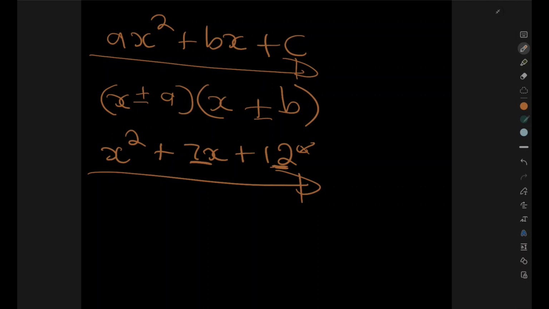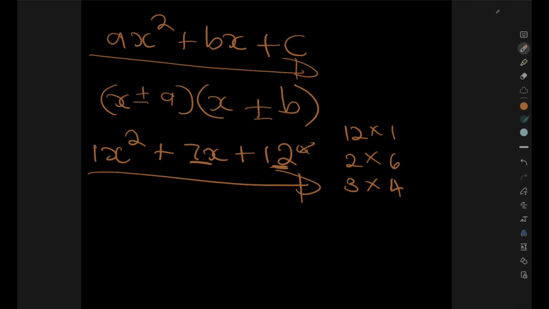If you know the factors of 12, it's going to be 12 times 1, 2 times 6, and 3 times 4. And if we look here, we know that 12 plus 1 is going to give us 13, or 12 minus 1 is going to give us 11. 2 plus 6 will give us 8, and obviously 6 minus 2 will give us 4. But 3 plus 4 gives us 7, and if we multiply them together, they give us 12. So these are the factors that we're going to be looking at.